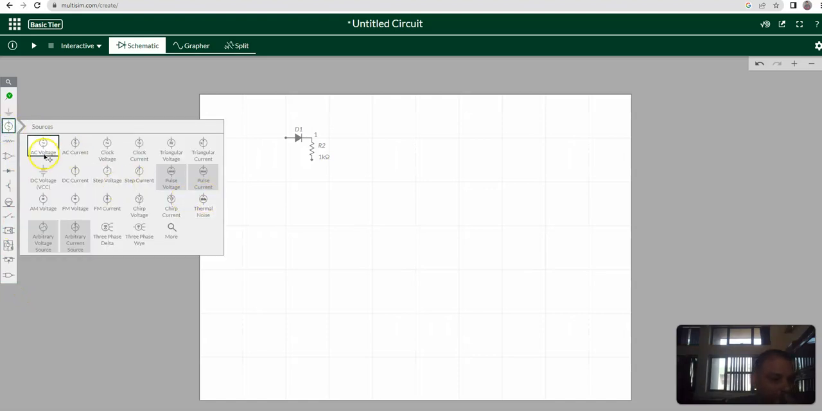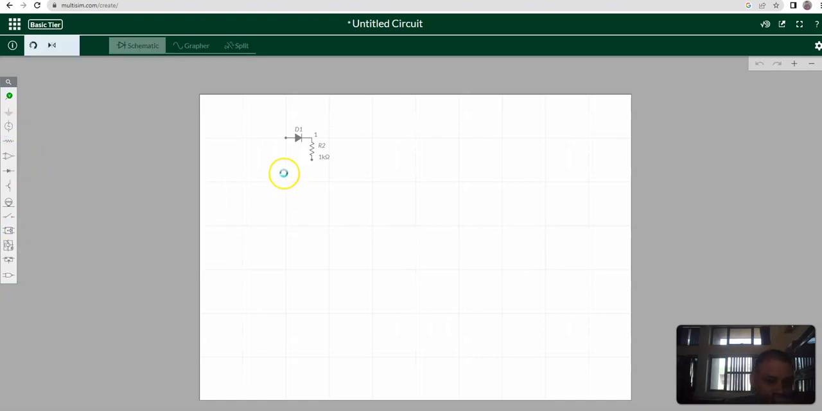And let us apply our AC source here, like this. And we can join the wire. Like this. Wire is joined. Okay, so that circuit is completed.